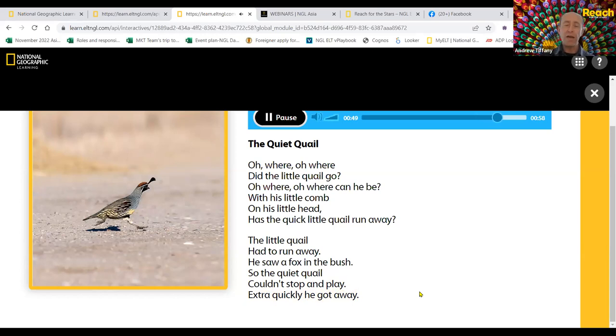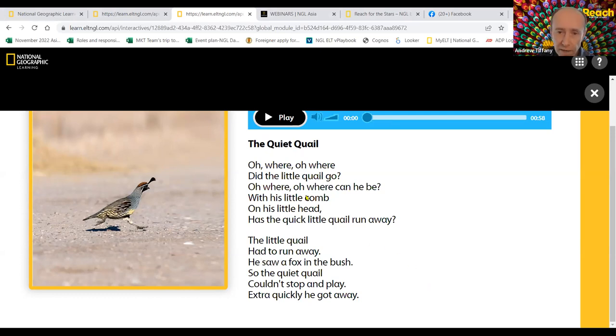Very good. Wow. Now, we had some words today. Do you remember the new words we had? What were some of the words that you can see? Yeah, we did run away, didn't we? There's run away. And got away. Very good. And what else did we have? Quickly. That's right. And quiet. Yeah, the quiet quail. And saw. There's saw. Very good. So those are some of the other words.